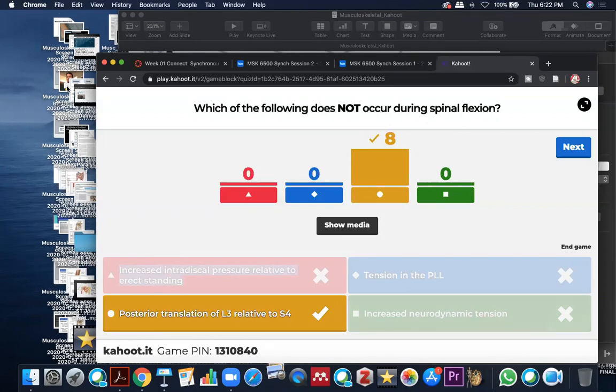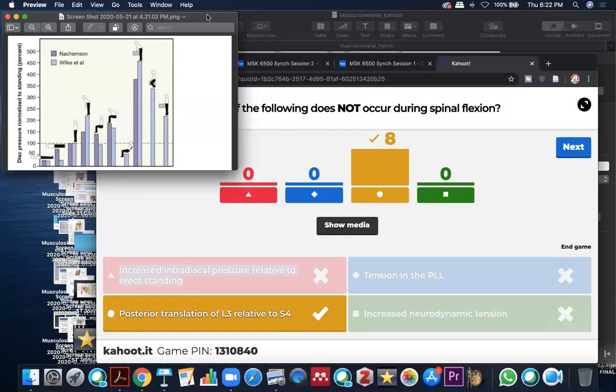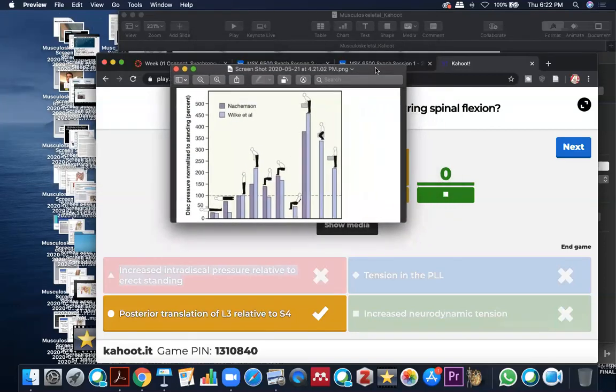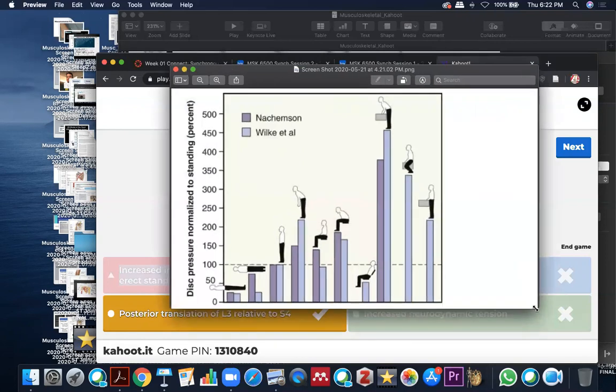So what is this? Oh, the graph right here. Thank you. All right, here we go. Yeah, thanks, Casey. Here's the graph if you guys want to see it. I didn't actually have this.